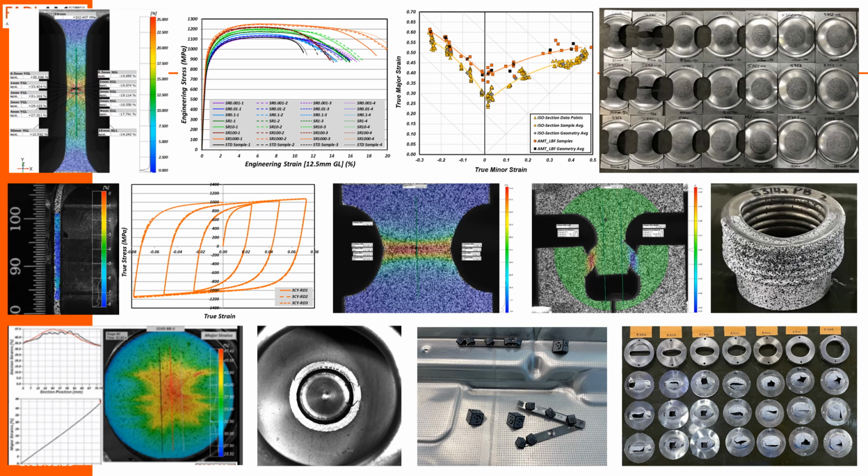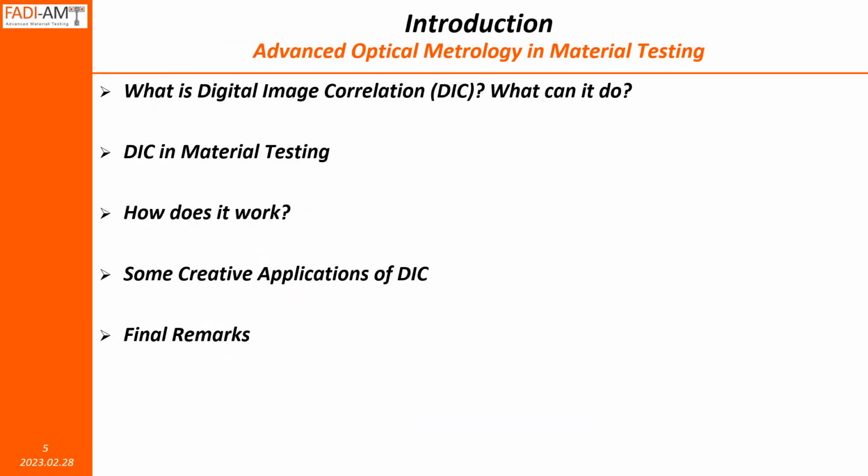This slide shows some of the tests and the work that I have done in the past, which involves material testing coupled with digital image correlation or DIC, which is the topic for today's presentation. So let's move on to it. Today, we'll be talking about digital image correlation, what it is, what it can do, its application in material testing. Then we'll talk about how it works, and we'll top it up with some creative applications of DIC with the final remarks.